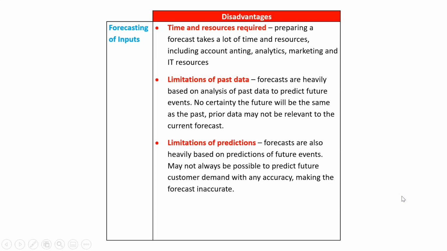And lastly, the limitations of prediction. So if a forecast is based on past data, it's also based on your prediction of the future. And no matter how accurate that is, it's never going to be 100% correct. It might ultimately actually be quite wrong. And therefore you've made a forecast which doesn't represent the future and actually makes you worse off than you would be if you hadn't tried to predict the future at all.